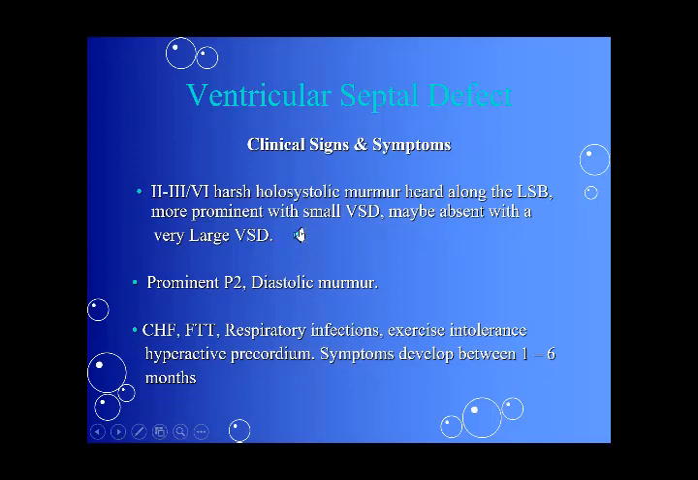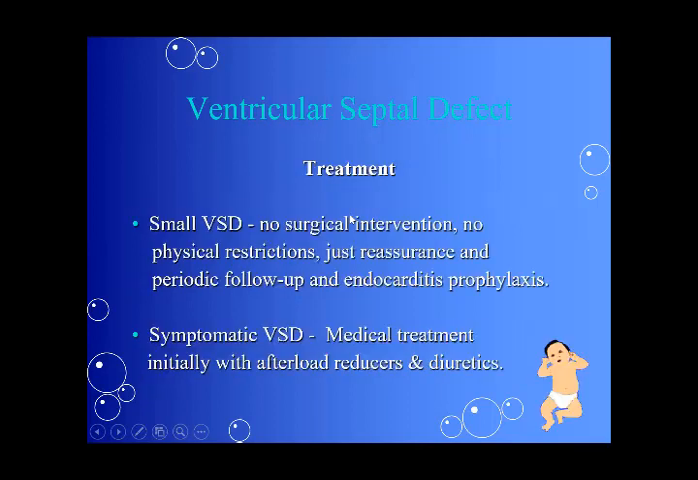Congenital heart disease and failure to thrive is very common. Respiratory patients usually present with repeated respiratory infection. The patient has exercise intolerance, and a hyperactive precordium is there. Symptoms develop between 1 to 6 months of age and progress very rapidly if left untreated.